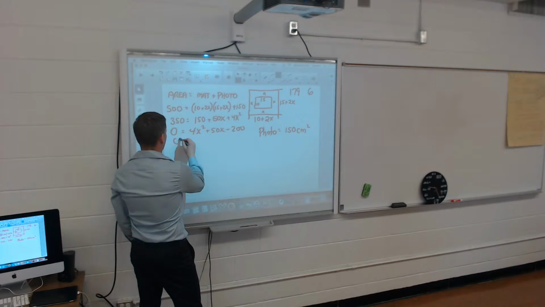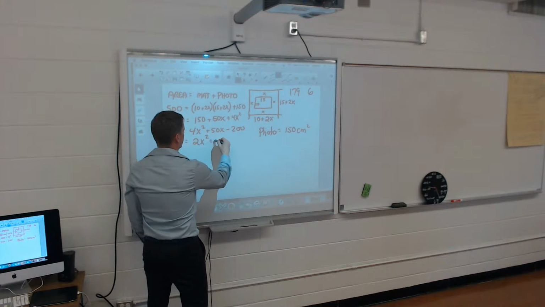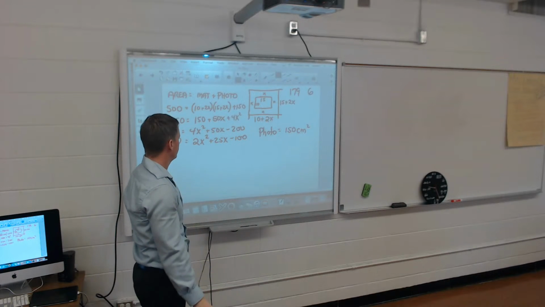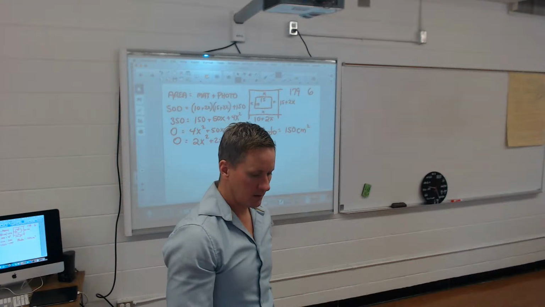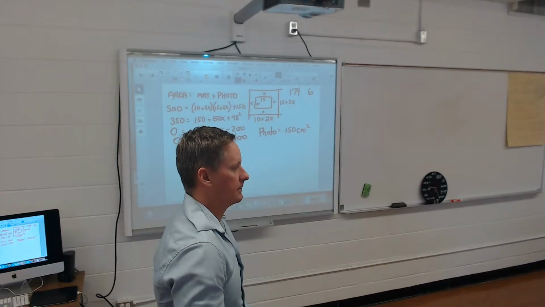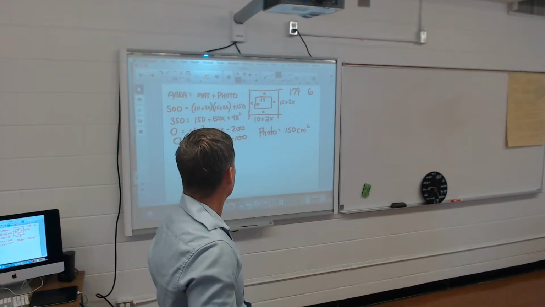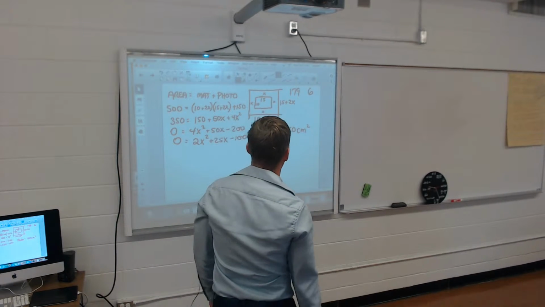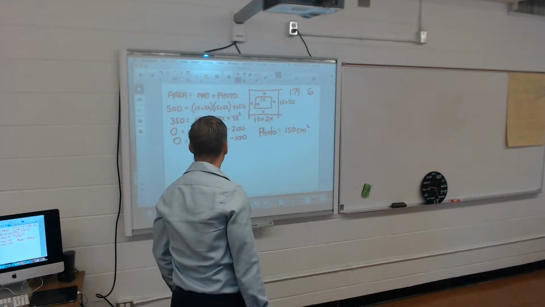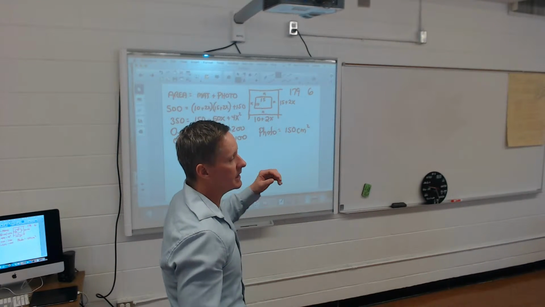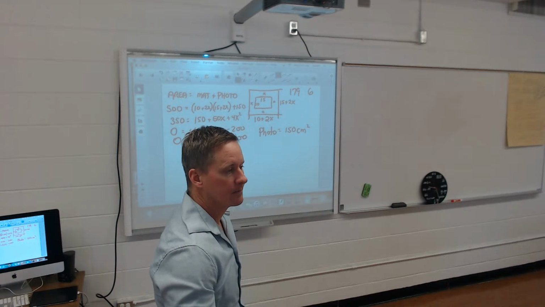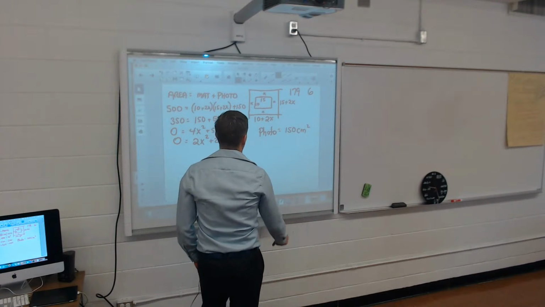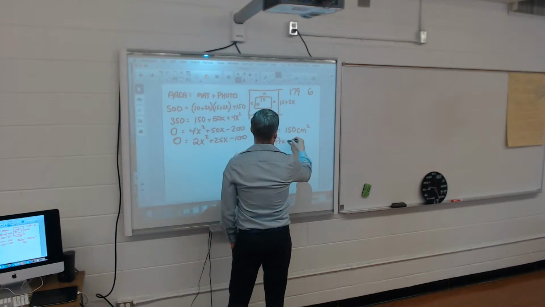So that leaves me with 2x squared plus 25x minus 100. Now I pick my favorite method to solve this question. Because of the equals to 0, I can divide it completely out. If I was factoring, I would have to leave it. My favorite is factoring.